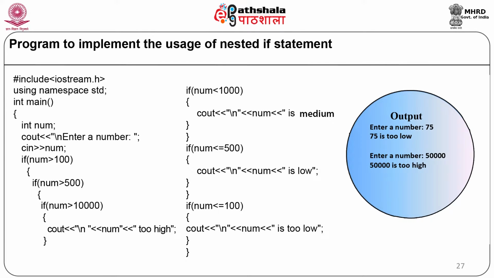If the number entered is 75, the message will be displayed as 75 is too low. If again the input is given as 50,000, then the message will be displayed as 50,000 is too high. So, this particular program basically checks whether your input number is too low, high, medium or too high.